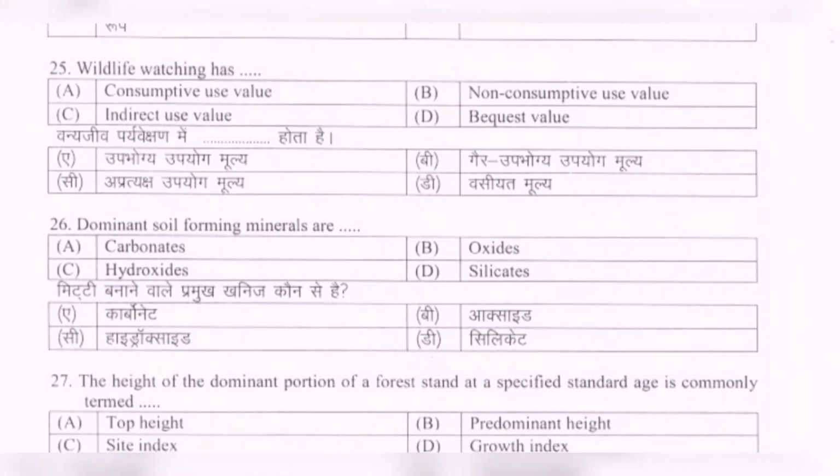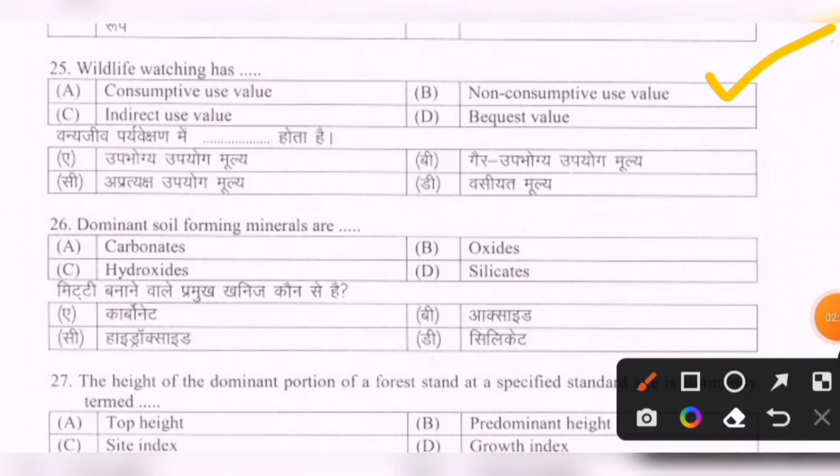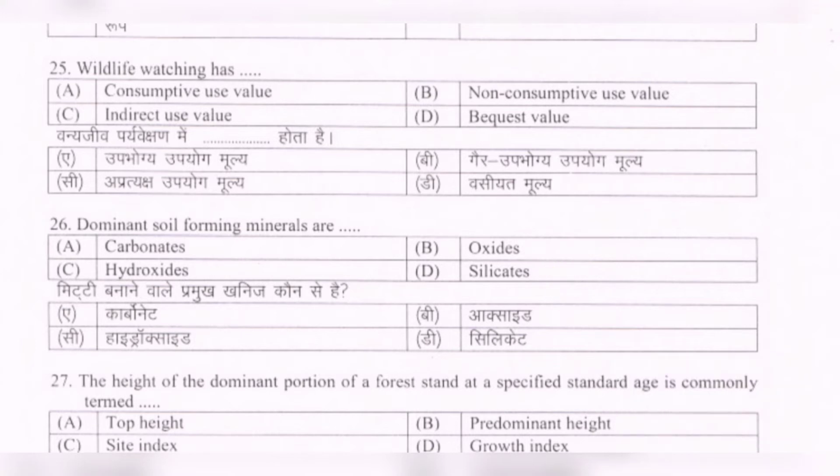Wildlife watching has. Options are consumptive use value, non-consumptive use value, indirect use value, bequest value. The correct option is second one, that is non-consumptive use value. Next question. Dominant soil forming minerals are. Options are carbohydrates, oxides, hydroxides, silicates. The correct option is D, that is silicates. Next question.